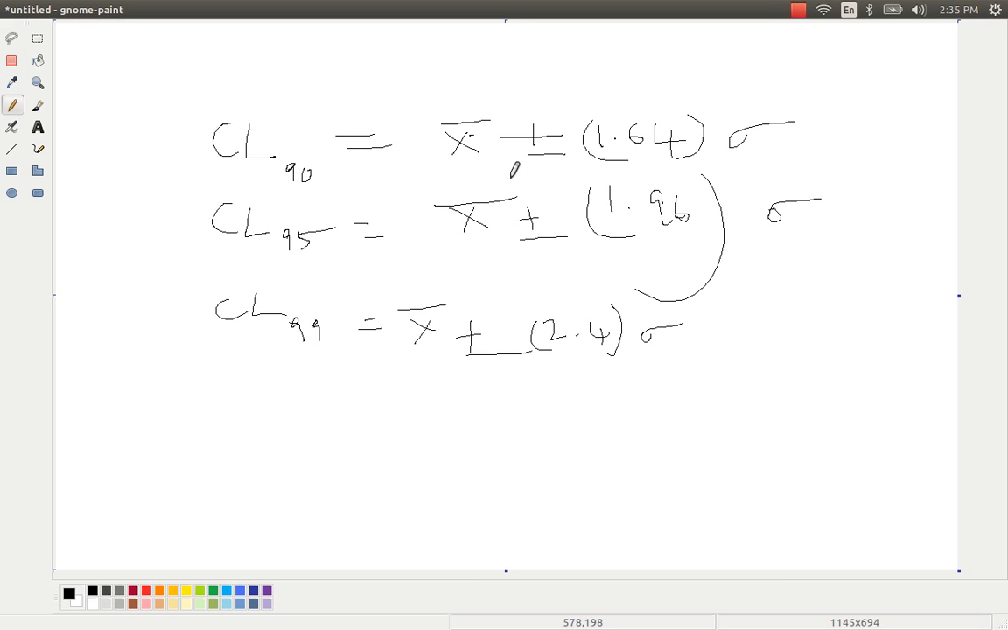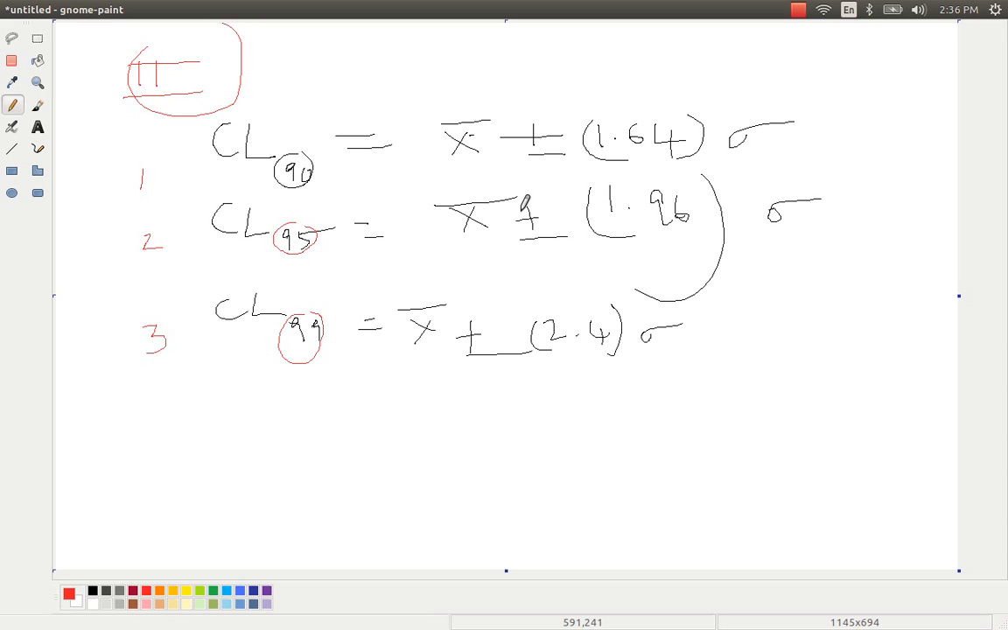So in step number 2, we are going to compute the confidence intervals, not at the confidence levels, but instead of 90%, I am going to take 1 standard deviation, instead of 95%, 2 standard deviations, and instead of 99%, 3 standard deviations. So the confidence interval is going to be x bar plus or minus 1 standard deviation. Instead of 1.96, we put 2 here, so x bar plus or minus 2 standard deviations. Instead of 2.4, we put 3 here, so x bar plus or minus 3 standard deviations. So this is step number 2.